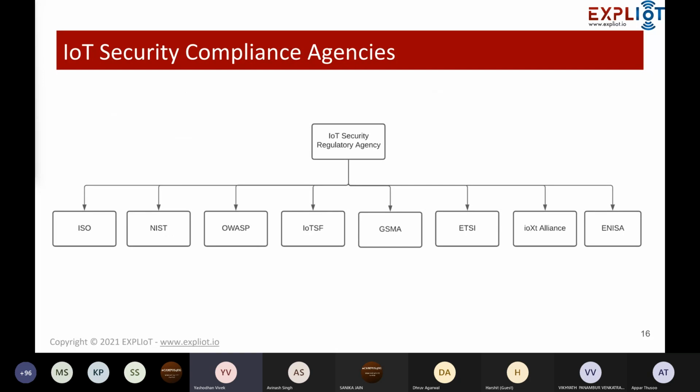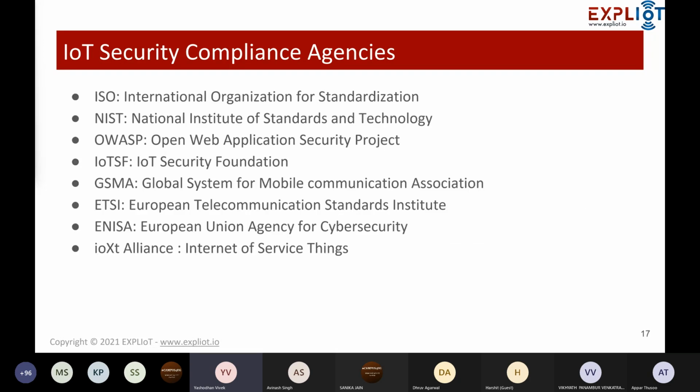Now there are some security agencies, IoT security regulatory agencies. As you can see, the names over there, like ISO is one, NIST is one, the National Institute of Standards and Technology. Then the OWASP, the Open Web Application Security Project. Then there is something called the IoT Security Foundation, IoT SF, GSMA, ETSI, right? So these are the different agencies who develop some standards or guidelines or a framework for IoT security. So if we go to the next slide, you'll see all those abbreviations and what they mean.